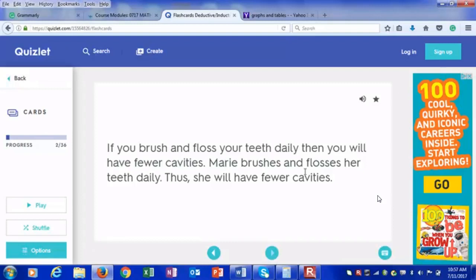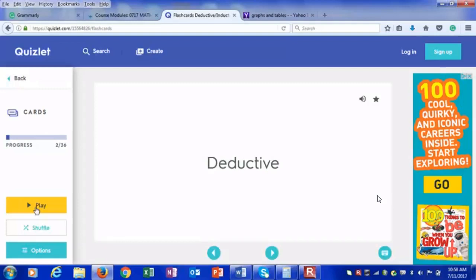It says if you brush and floss your teeth daily, then you will have fewer cavities. Marie brushes and flosses her teeth daily. Thus she will have fewer cavities. What do you think? Do you think it's based on patterns, inductive, or based on logic, that if she brushes her teeth every day she'll have fewer cavities, so therefore, since she brushes them daily, she will have fewer cavities? Inductive or deductive? Let's find out. It is deductive.